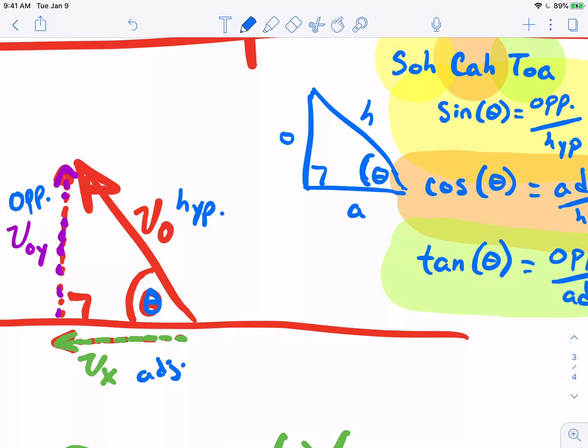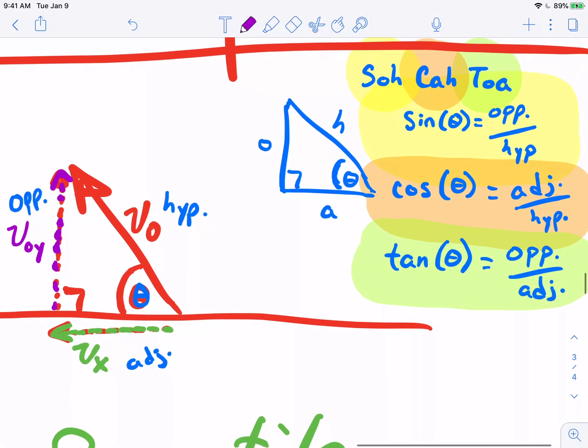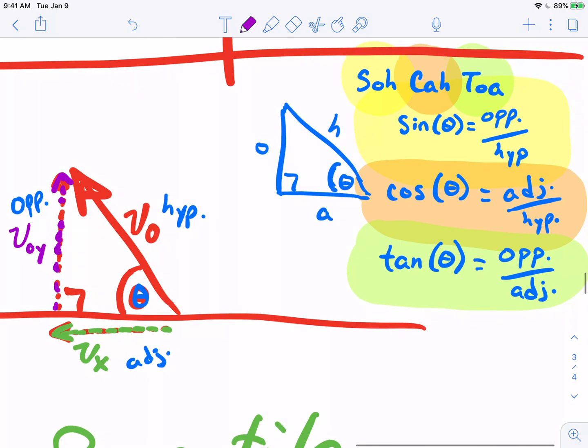And then we want to know V sub O Y. All right, so V sub O Y is going to be related to V sub O. We know V sub O is 22.5. We know theta is 35 degrees. So we know V sub O and theta, and we need something that has V sub O, theta, and V sub O Y. So we need something that has the hypotenuse, theta, and opposite. Sine is going to do that.